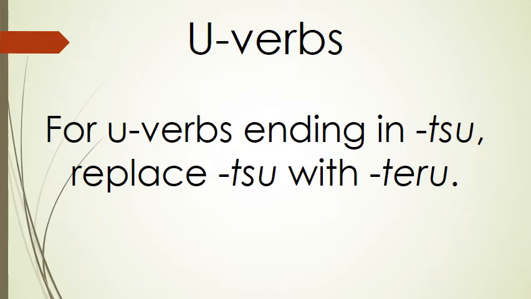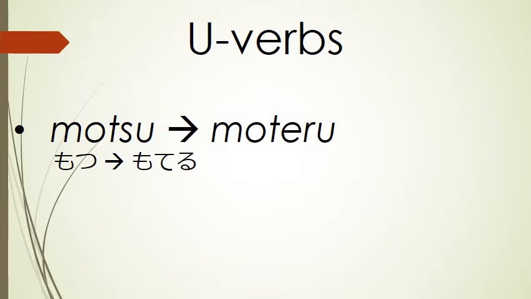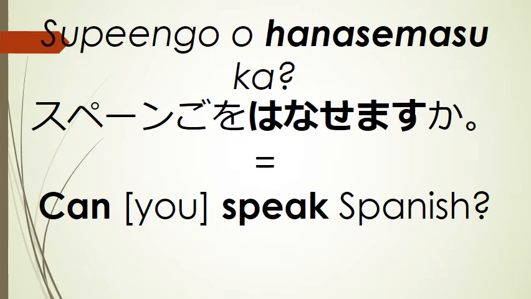Additionally, if an u verb ends in tsu, we replace tsu with teru. So, motsu, to carry, would become moteru. So, if we said, Supen go o hanasemasu ka, that would mean, can you speak Spanish?